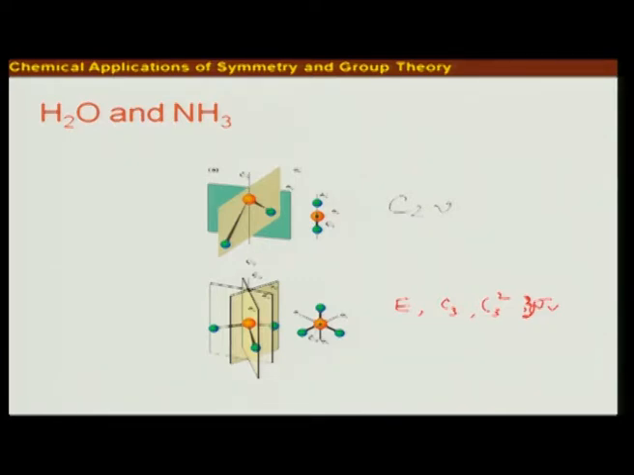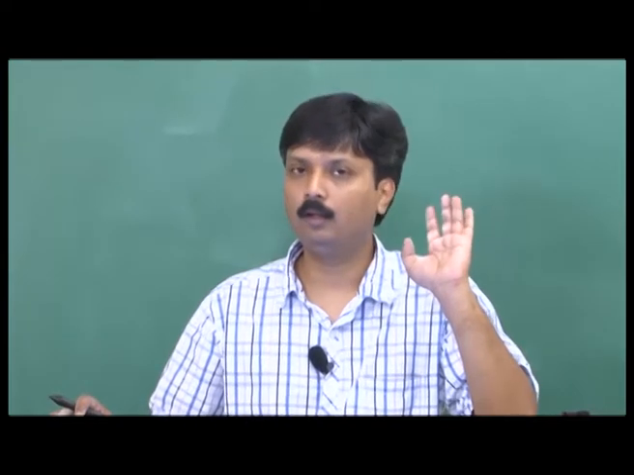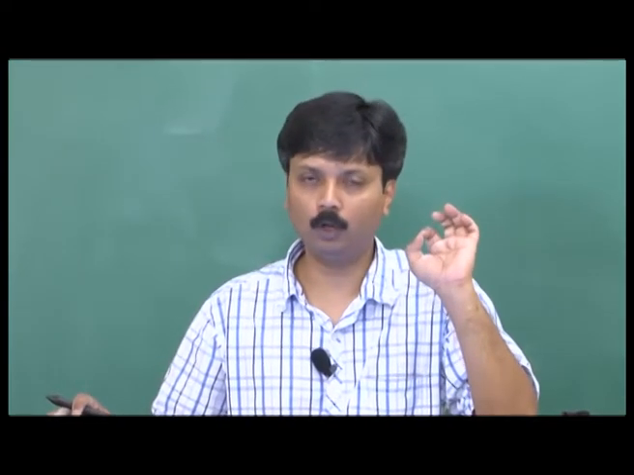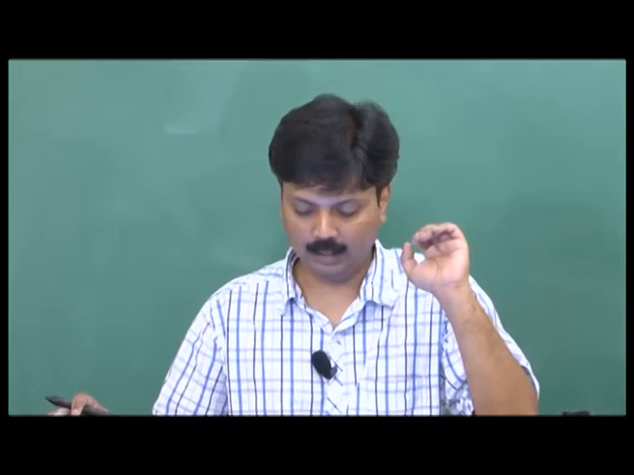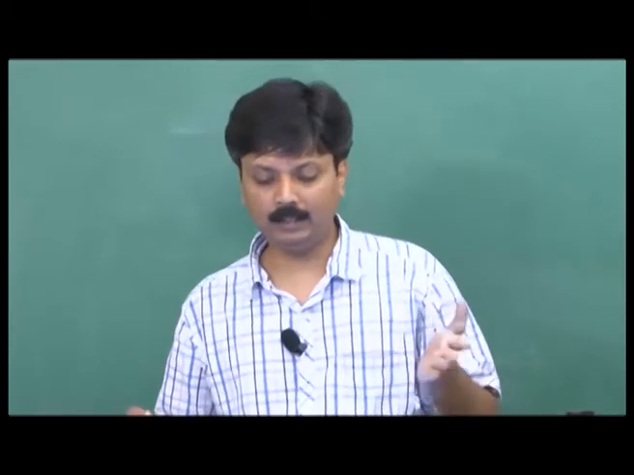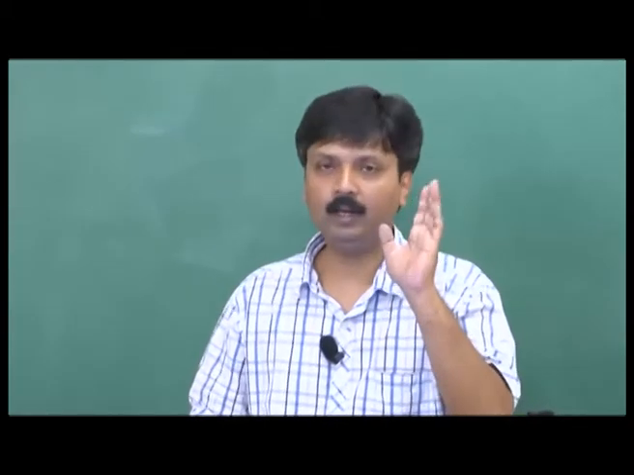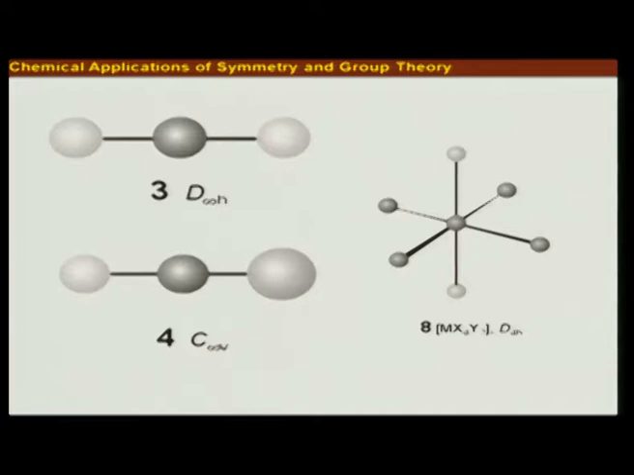So now I ask whether there are 3 C2s perpendicular to this C3. Answer is no. So my molecule belongs to C type of point group. Now next question, are there sigma H? I cannot see any sigma H, it's a pyramidal molecule, so there is no sigma H possible. Then are there sigma V? I can see, yes, there are 3 sigma V's. So definitely the molecule belongs to the C3V point group. All right. So we are learning how to find the point groups with a particular example.